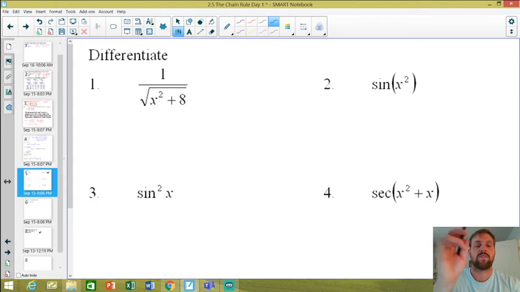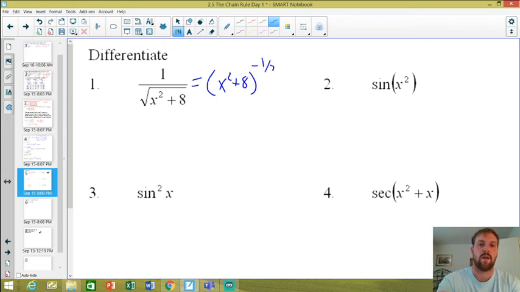Okay, so let's see. We got 1 over the square root of x squared plus 8. All right, let's first rewrite that. I think that's okay to see that this is the same thing as x squared plus 8 to the negative 1/2 power. If you're given radicals, try to put it in a form where you can take the power rule. So this becomes like the last slide.